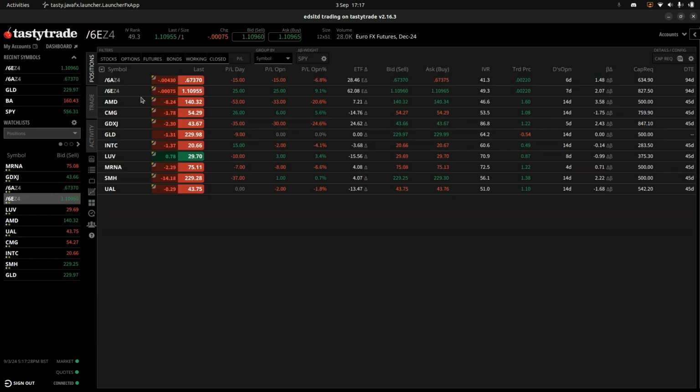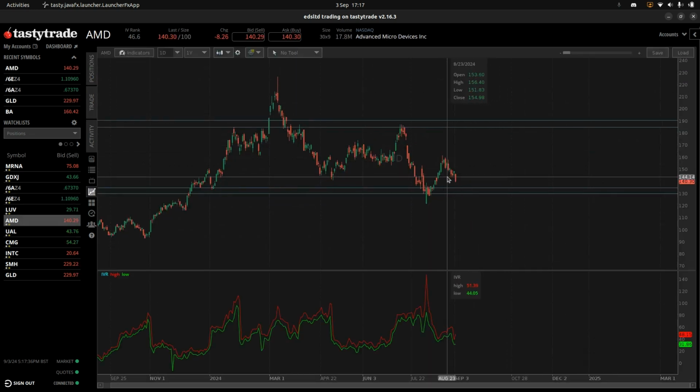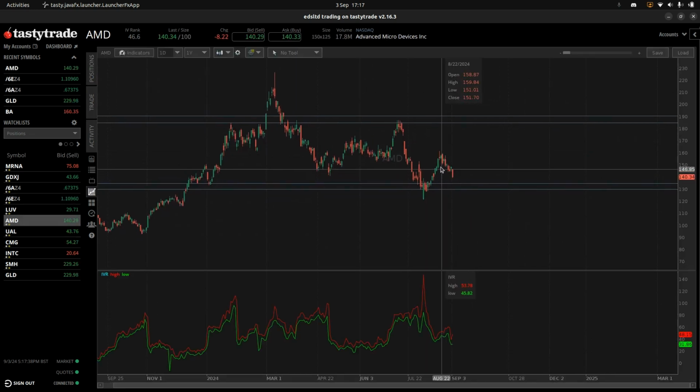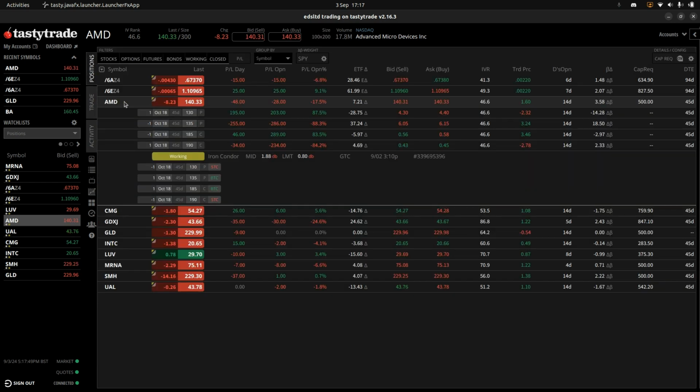Next up, we've got AMD. AMD seems to be down a little bit, but it's not really any cause for concern. We can see that the market price is moving towards our short spread here, but that's not a problem. Implied volatility is coming down. Hopefully, we can see a bit of a bump in the market over the next couple of days.